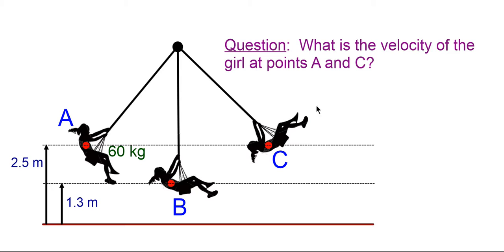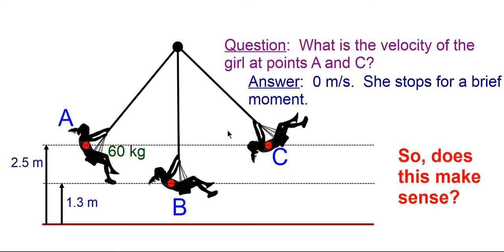Now another question. What is the velocity of the girl at points A and C? A is at the top, and so is C. Think about this. She's swinging along here. She's climbing. She's going slower and slower and slower. Doesn't she turn around then? That means she has to be stationary at the very top. Just for a moment, she won't be moving at all. That means velocity will be 0 meters per second. Now that'll help us out with our kinetic energy numbers, I think. So does this make sense to you?